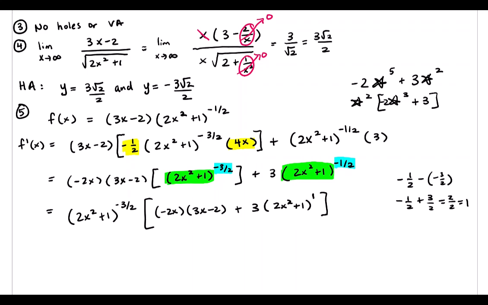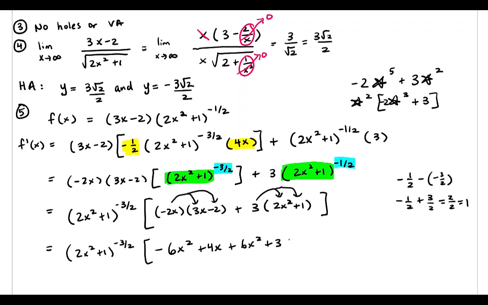Okay, let's go ahead and simplify the stuff in the brackets. If I distribute negative 2x, that's going to give me negative 6x squared. And then if I distribute to this term, that will be plus 4x. If I distribute the 3, notice that the exponent is 1, and so I can also just get rid of that, so that will allow me to distribute. So plus 6x squared, and then plus 3, and notice that these are like terms, so those will cancel out, and I will just simplify this down to 4x plus 3. And another way that we could write this if we wanted to was 4x plus 3 over 2x squared plus 1 to the positive 3/2 power since we moved it into the denominator.